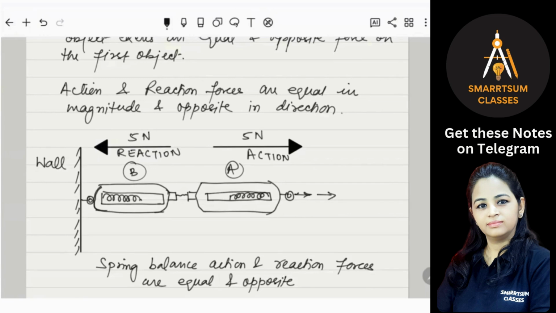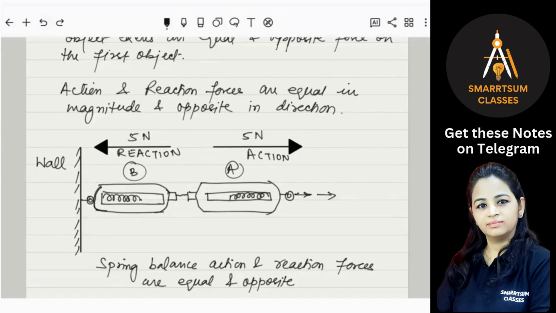Is that clear? Okay. So that's how action and reaction forces are equal in magnitude. If you see the magnitude, 5 Newton, 5 Newton, they are always equal in magnitude, but their directions are opposite. So if the action force is in this direction, then the reaction force will be in the opposite direction. So this is Newton's third law of motion, right? That for every action, there is an equal and opposite reaction.